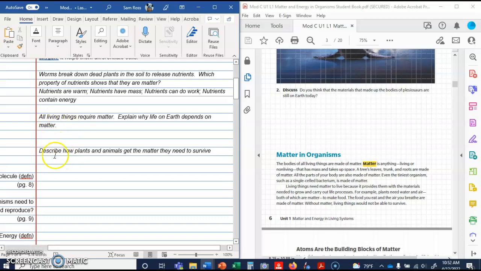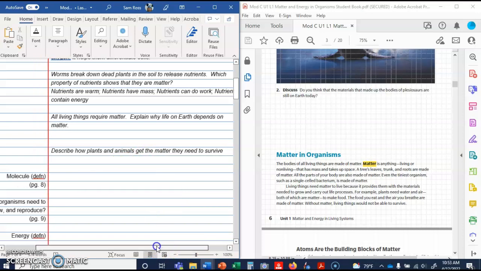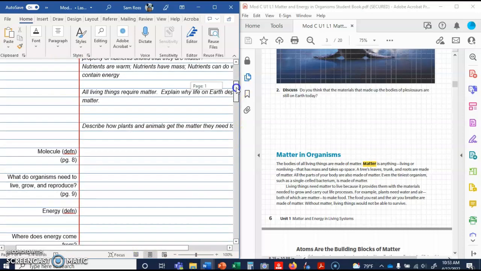Now this question has a second part. Describe how plants and animals get the matter they need to survive. Plants get the matter they need from their roots and from their environment. Animals get the matter they need from eating food and drinking water. Okay, so we've done those quick checks.